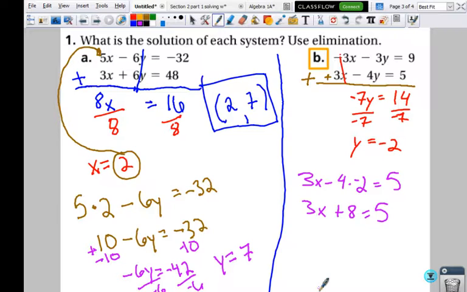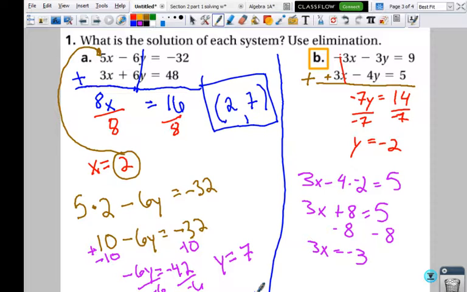Keith, what am I doing next? Let him answer. Minus what number? Are we gonna minus 3, 8, or 5? Yep, we're gonna minus the 8. We go 3x, we minus 8 on both sides, and we get negative 3.